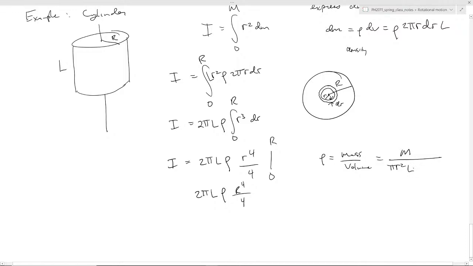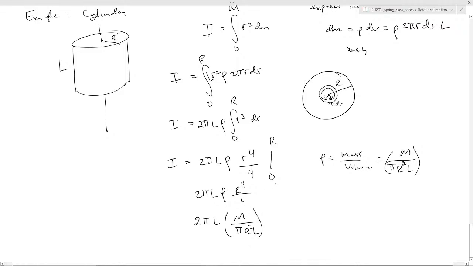So this is mass per volume. If we substitute this in for rho, 2 pi L times capital M over pi r squared L. Notice, oh, sorry, I should say this is capital R. If your cylinder has a radius of capital R and a length of L, this will be pi R squared L.